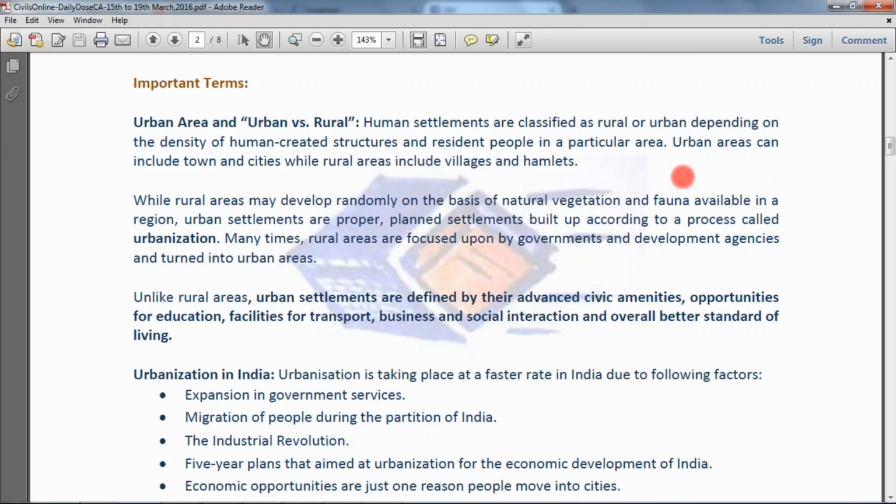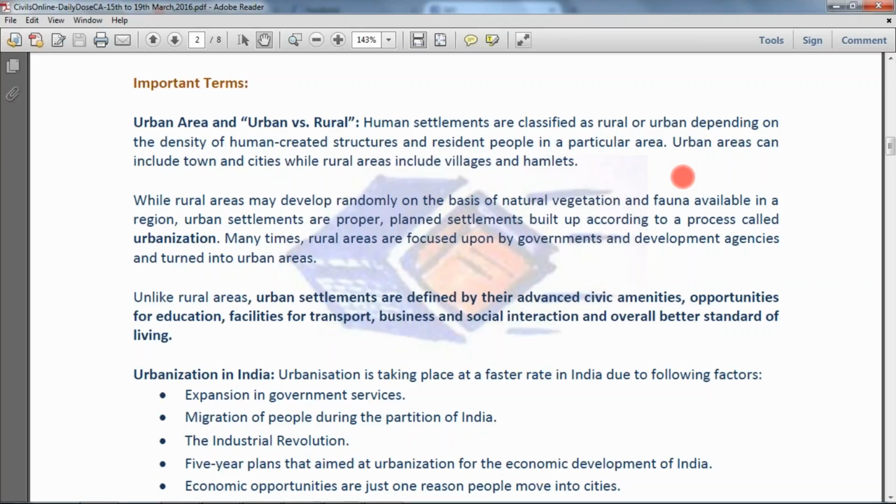Human settlements are classified as rural or urban depending on the density of human-created structures like dwelling places, buildings, roads, dams, constructions, etc., and resident people, that is the population of that particular area. Urban areas can include towns and cities, while rural areas include villages and hamlets. While rural areas may develop randomly on the basis of natural vegetation and fauna available in a region, urban settlements are properly planned settlements built up according to a process called urbanization.